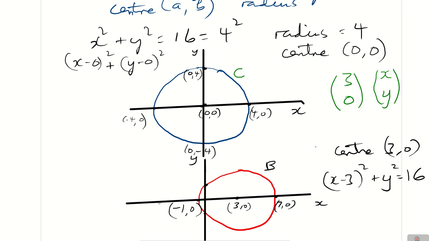Now, how can we find what the y values are where the circle crosses the y-axis? Well, we just put x equals 0 in there. So if we put x equals 0 in, we get 9 plus y squared equals 16. So y squared is going to equal 7. So y is going to equal plus or minus root 7. So that there is going to be the point 0, root 7. And that there is going to be the point 0, minus root 7.